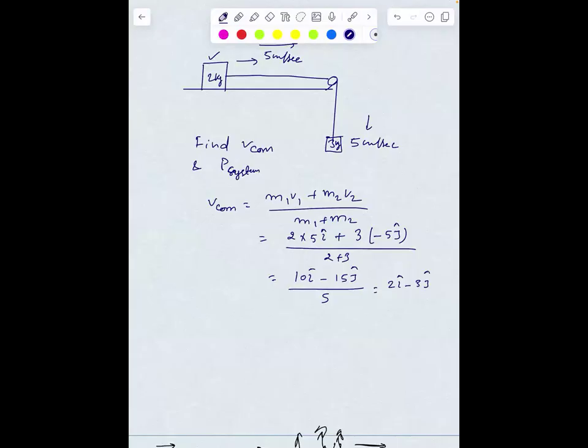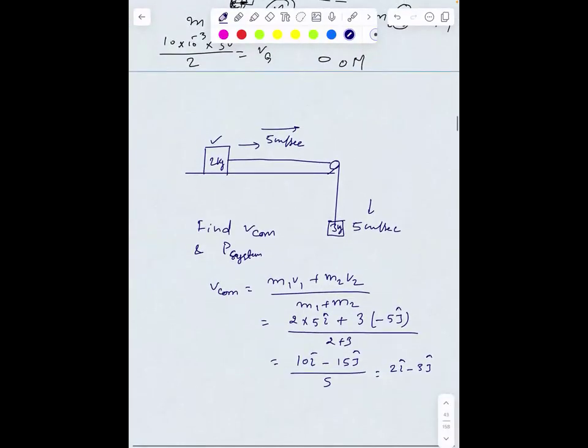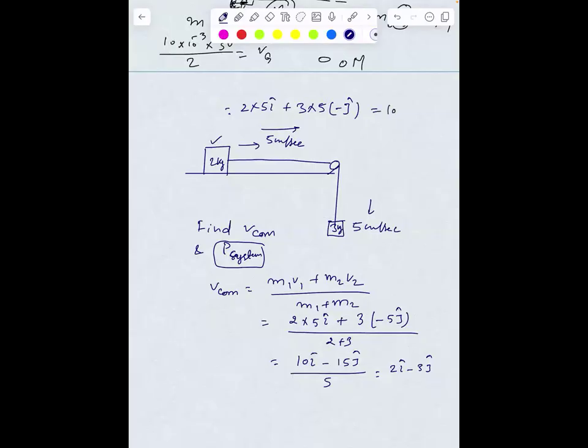No, sir, I did plus 3 J cap. Yes, sir, I made a mistake. Plus or minus, what do you get? Minus. It should be minus, guys. Now those students who are a little smart can say, sir, momentum I can easily calculate by this method. M1 V1 means 2 into 5 I cap, and plus 3 into 5 minus J cap. So my momentum is M1 V1 plus M2 V2, that means 10 I cap minus 15 J cap.